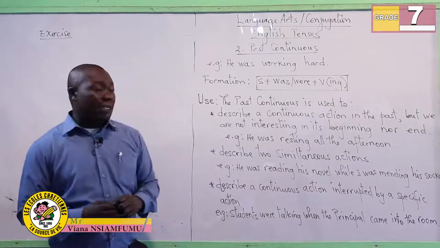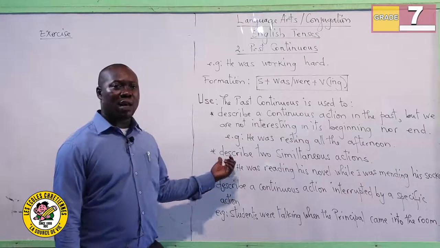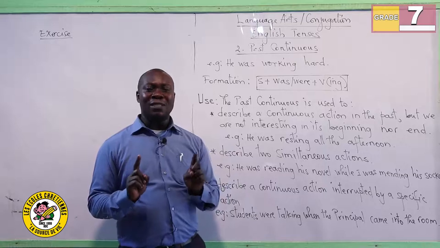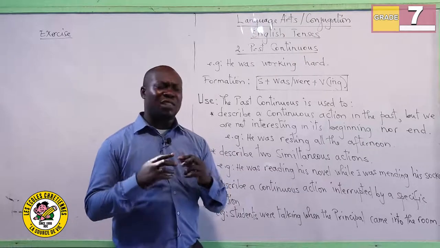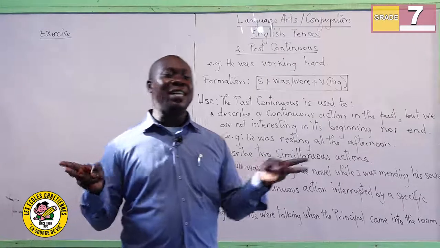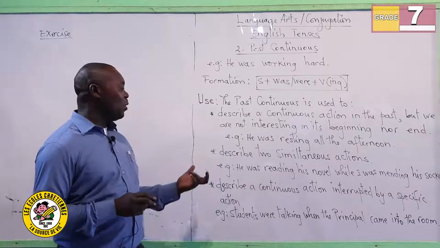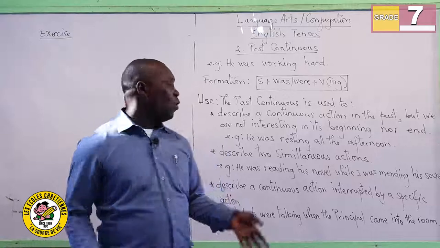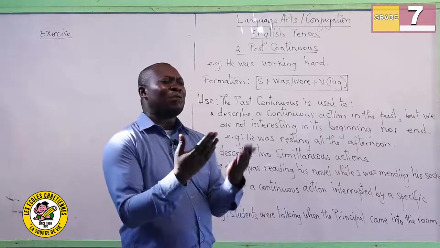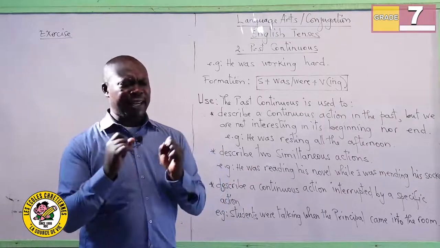Another use of the past continuous is that it describes two simultaneous actions. Two simultaneous actions means two parallel actions. Two parallel actions means two actions taking place at the same time. So here we have an example like he was reading his novel while I was mending his socks. So I was mending his socks, but he was not there. He was only reading his novel. So this is two parallel actions.